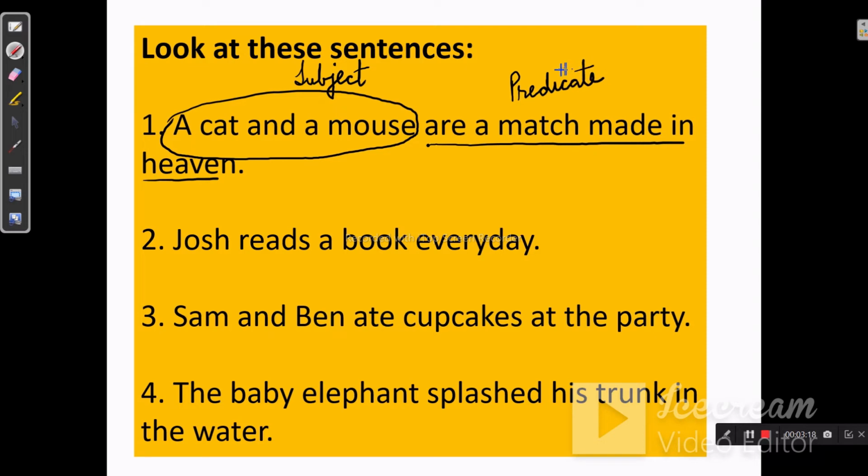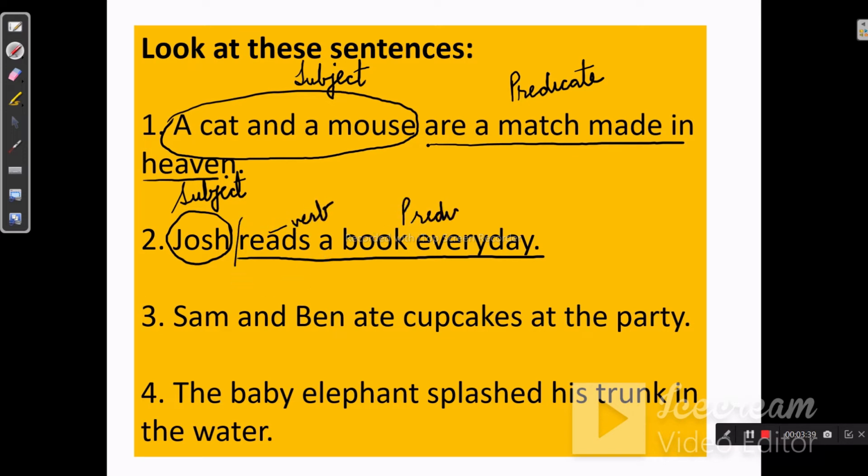Let's see the second sentence. Josh reads a book every day. So who reads a book every day? Josh. So Josh here is subject. And what does Josh do? He reads a book every day. As I have already told you, verb is a part of predicate. So reads a book every day is predicate.